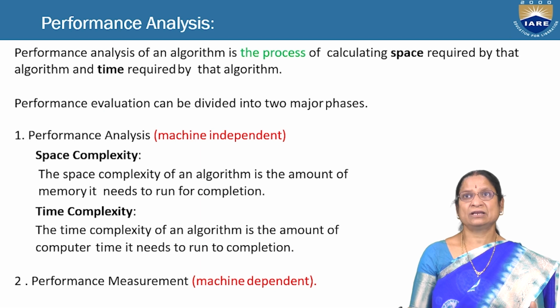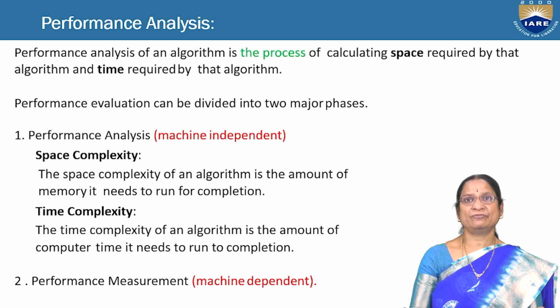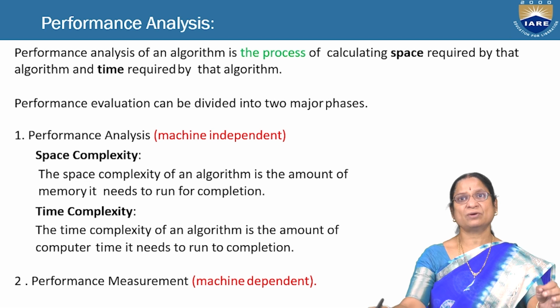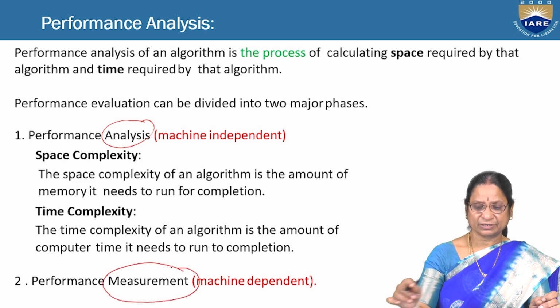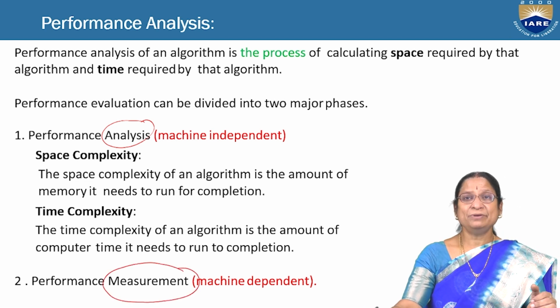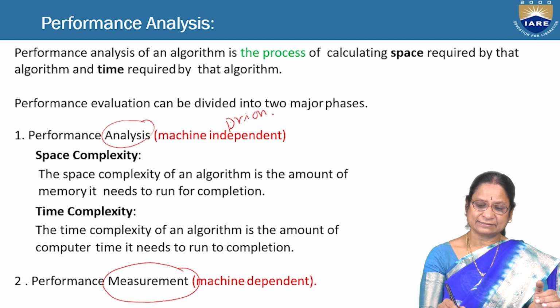The performance analysis of an algorithm is a process of calculating how much space is required to execute that particular algorithm as well as how much time is required. The performance evaluation can be divided into majorly two phases: one is performance analysis and another one is performance measurement. Please identify the difference: here it is analysis, there it is measurement. Analysis means before implementing on a system itself, we will analyze the algorithm. That is machine independent.